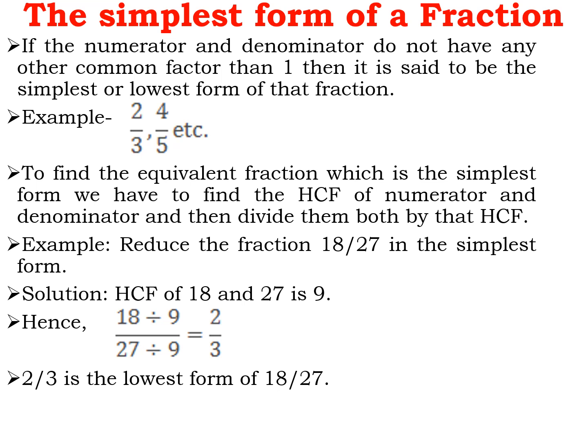If the numerator and denominator do not have any common factor other than 1, then it is said to be the simplest or lowest form of the fraction. Simplest form of the fraction is also known as reduced form. Example 2 by 3, 4 by 5, etc. To find the equivalent fraction which is the simplest form, we have to find the HCF of numerator and denominator and then divide them both by that HCF.